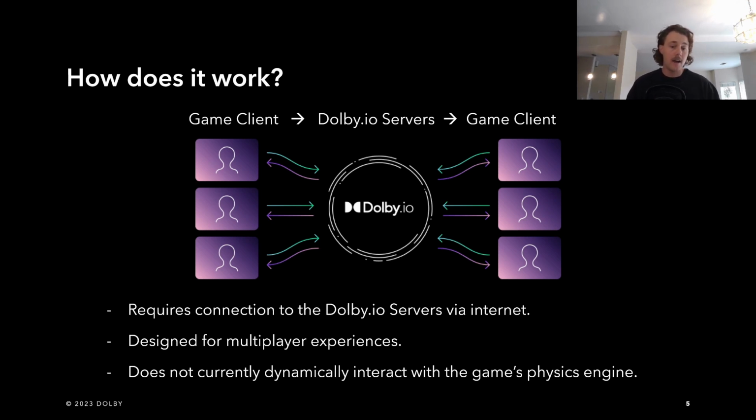Now, currently, the plugin also does not dynamically interact with the game's physics engine. So what that means is you have to explicitly add rules to allow the Dolby.io servers to know where and when positions of players are, whether there's a wall there, whether there's things that are interfering with the audio. Currently, we don't do this dynamically, but as you'll see in the tutorial, it's pretty easy to set up a few different rules that allow these audio interactions to take place.